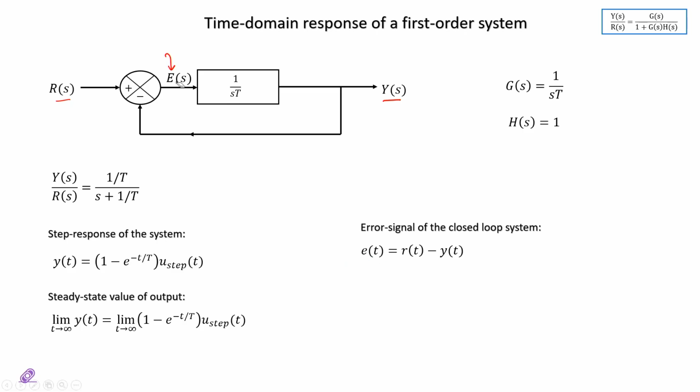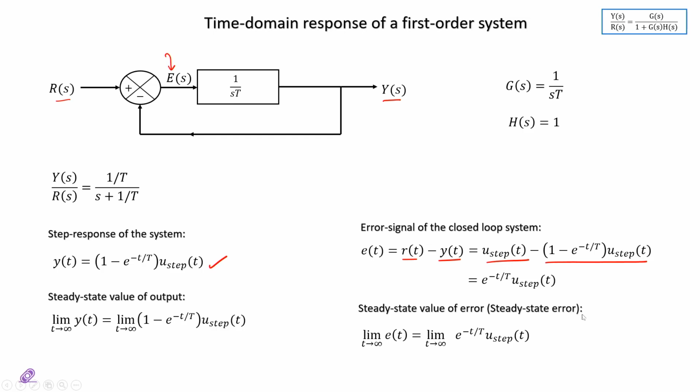e(t) is the Laplace inverse of E(s). So the error signal is r(t) minus y(t), and we already know what y(t) is. We have found it from here, and the expression comes out to be e to the power of minus t by capital T. Now if you find the steady state value or the final value of this signal, you see that it comes out to be 0. That means at t tending to infinity the error becomes 0, which means that the reference and the output are the same.